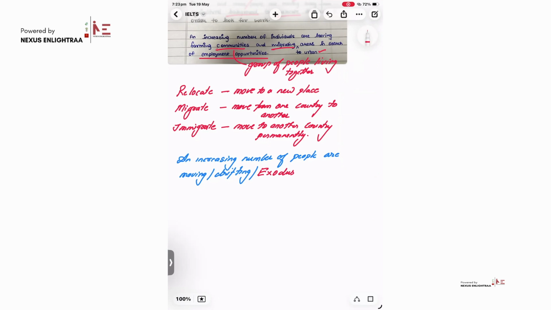Exodus means mass movement. So I would have said Exodus. This is very high vocabulary, band 8, band 9 vocabulary that we are doing here. I would have written moving, drifting, or and then I would have continued.